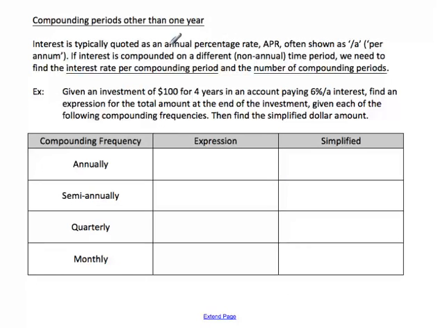Now let's look at compounding periods other than 1 year. Although interest is typically quoted as an annual percentage rate, which we've been abbreviating as APR or showing as /A per annum, it's often compounded on a different non-annual time period, and we need to take that into account.